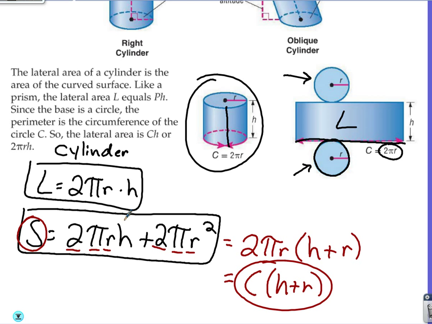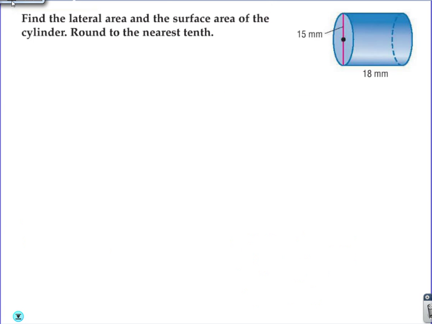This is the formula you're going to see in all books, and this is the formula you'll probably use on ACTs. I'm going to use this formula for the problems, but then I'm going to turn around and show you that this will work too. Pretty cool. That's different. So here we go.